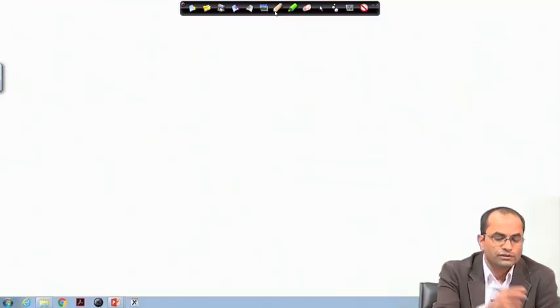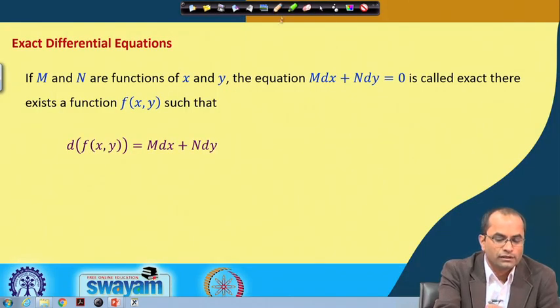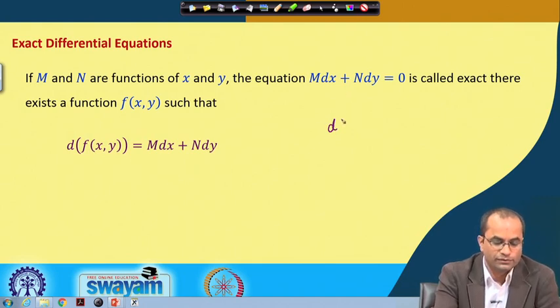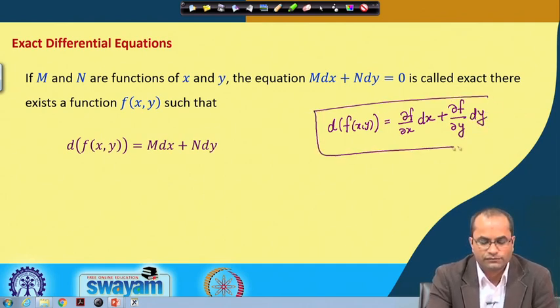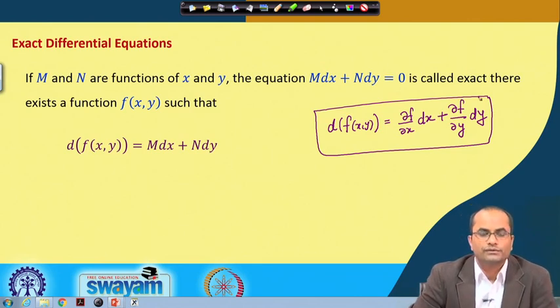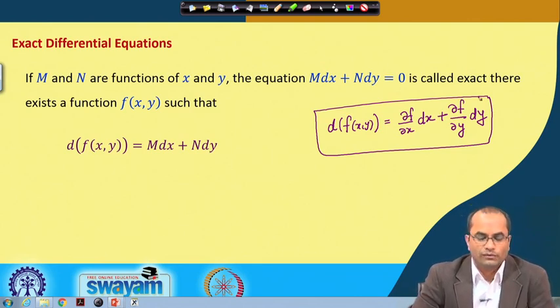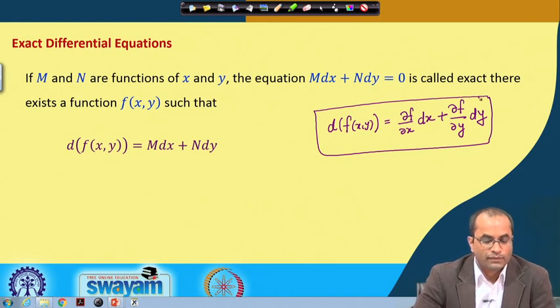Just to recall what the differential of the function f(x, y) was. We have discussed the differential already in calculus of two variables. The differential of a function of two variables f was defined as the partial derivative of f with respect to x times dx plus the partial derivative of f with respect to y times dy. This was the definition of the differential of a function of two variables, which we have studied already in calculus of functions of two variables.